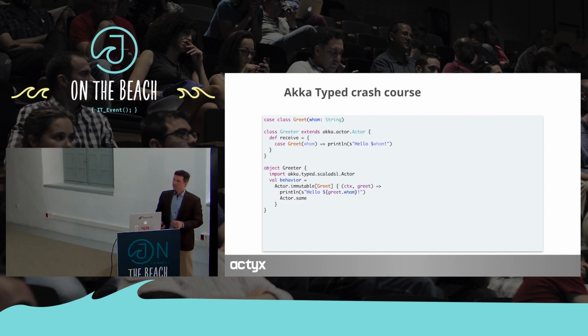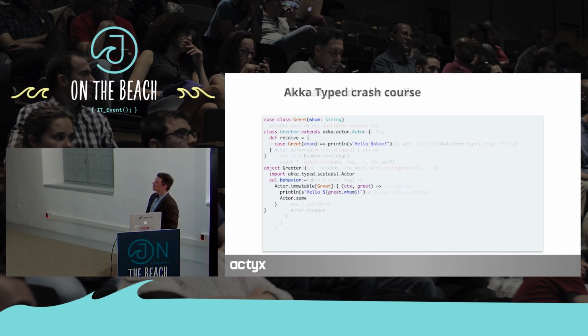There are constructors for these behaviors. You can see here Actor.immutable. Immutable means this piece of behavior itself does not feature any variables in it. If you want to change the actor's state, you can still do that. You just need to return a different behavior after processing a message. In this case, we don't do that. We just println hello world or whatever, and then Actor.same says, okay, stay in this behavior and keep doing what you were doing. So this is a greeter. So far, so clear? Okay.